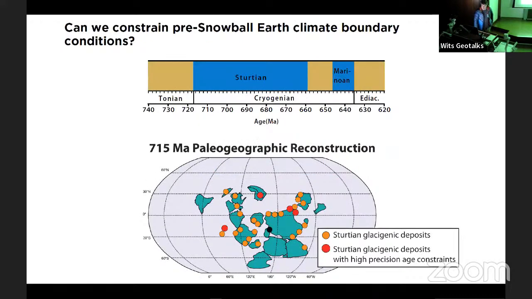And this kind of led me and some of my friends in the PhD program to look for other opportunities to maybe do something similar. There was one great example that was very close to where we were at the university in New Jersey. There was a place in Virginia where we could do the same test. And the result didn't really fit the model, and I'll explain why now.